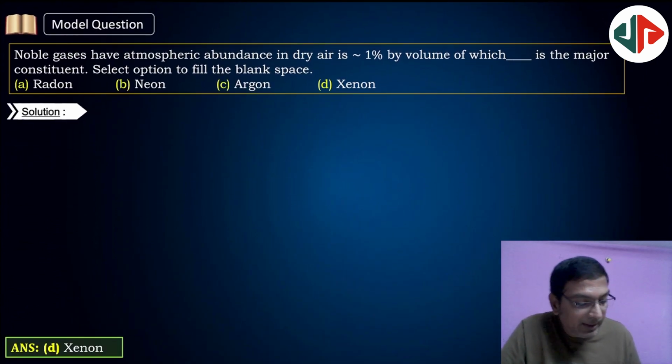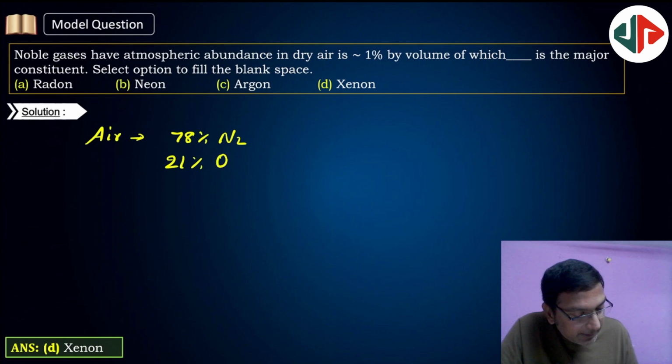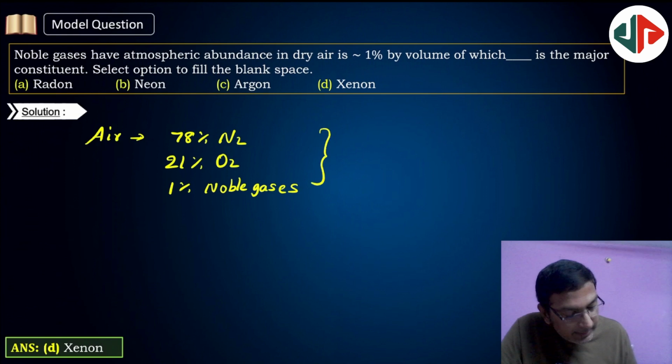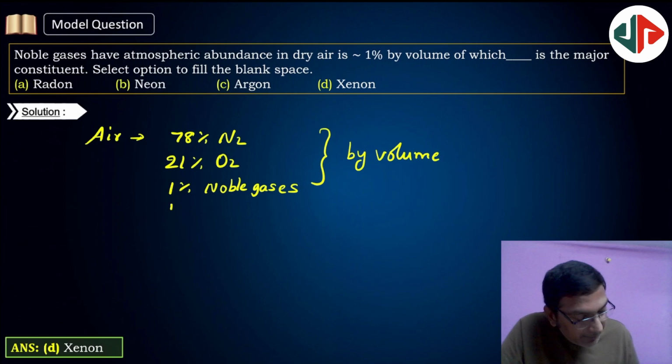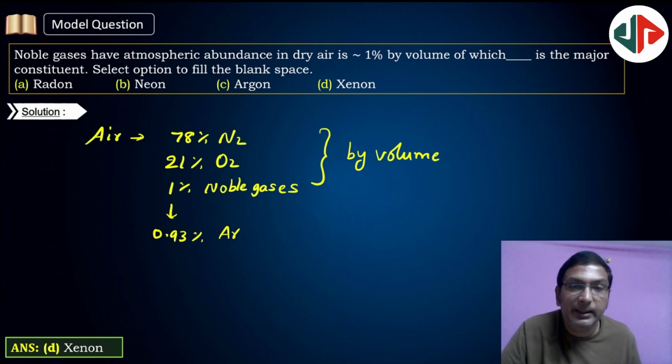So noble gases have atmospheric abundance 1%. That means composition of air: 78% of N2, next 21% of O2. So here 99%, and 1% of noble gases approximately. So this is by volume. So in 1%, 0.93% of argon is present. Therefore, argon is most abundant.